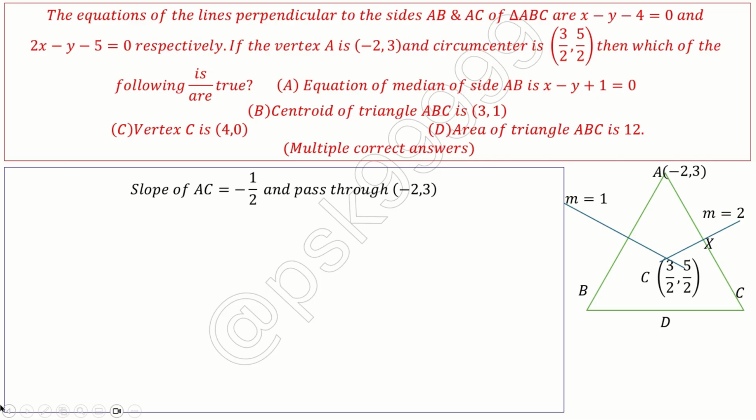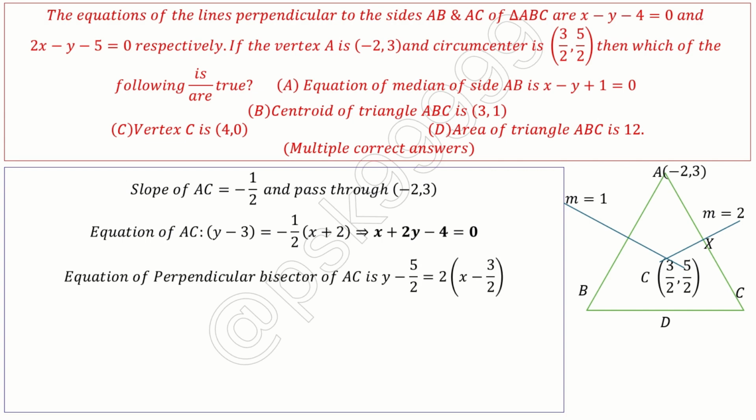Slope of AC. Because the perpendicular bisector slope is m equal to 2, the slope of AC will be minus half, and it is passing through minus 2 comma 3. So I can get the equation of AC, correct? So the equation of AC is nothing but x plus 2y minus 4 equal to 0.